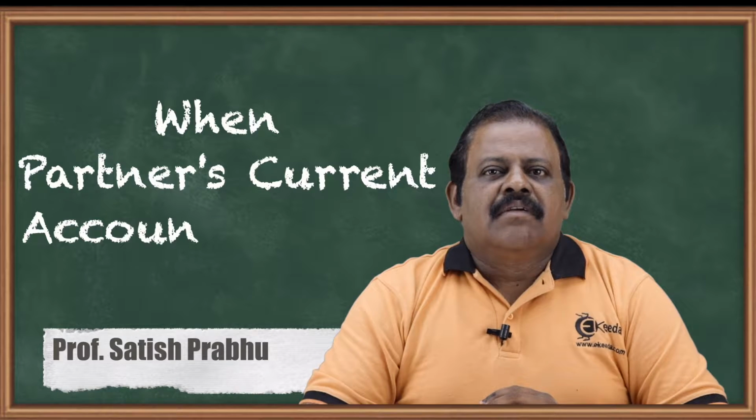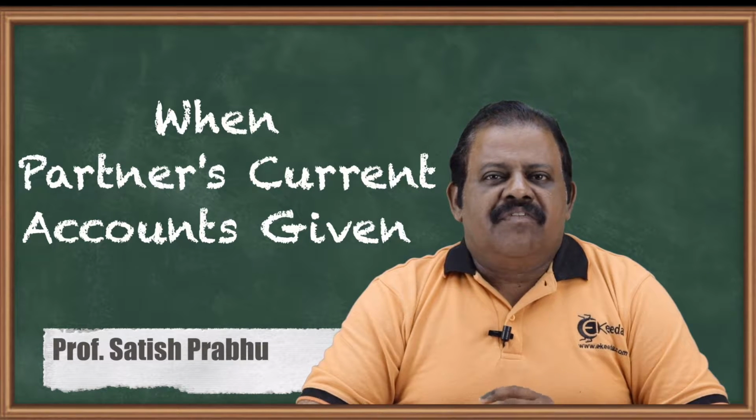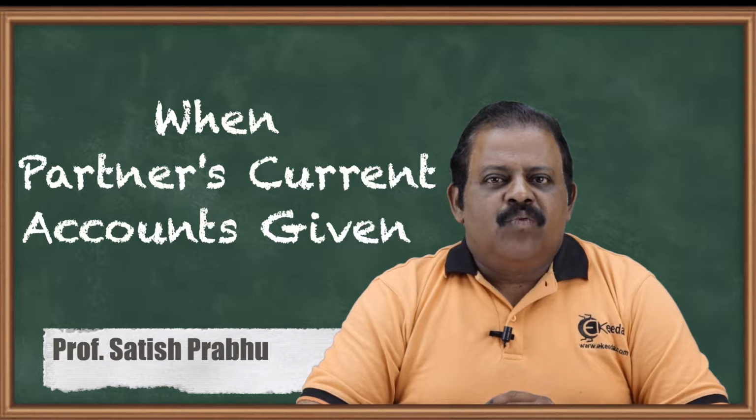Hello friends, when partnership follows fixed capital method, we come across partner's current account. At the time of dissolution, if the balance sheet shows partner's capital account as well as partner's current account, how to do the solution?